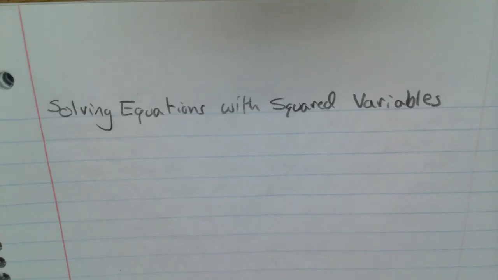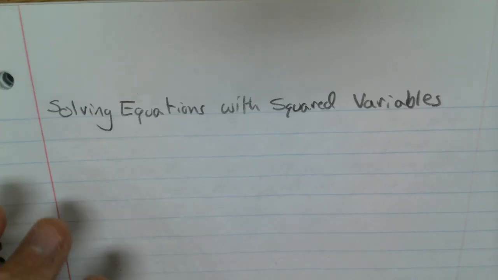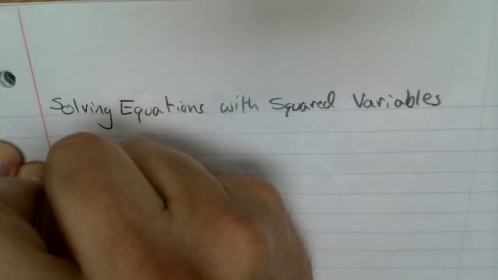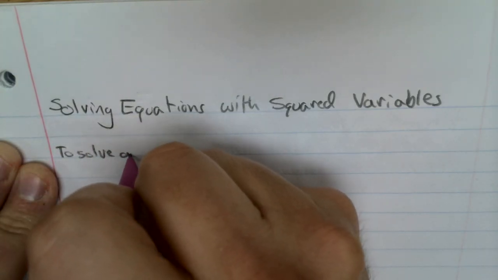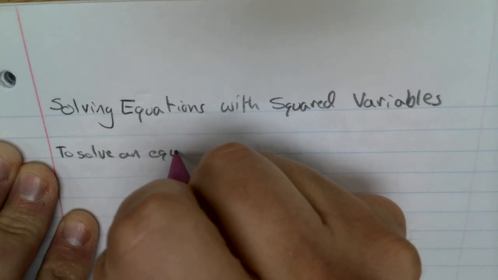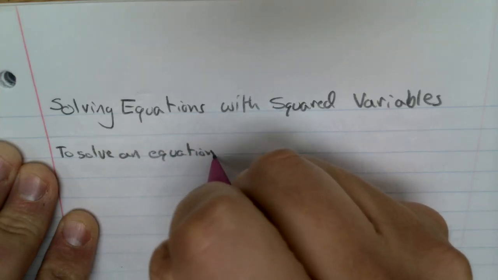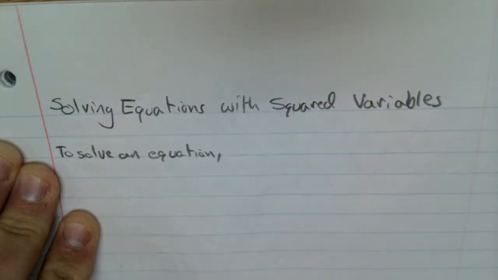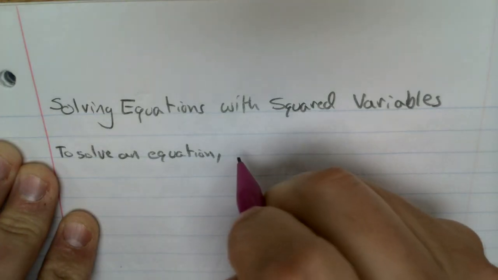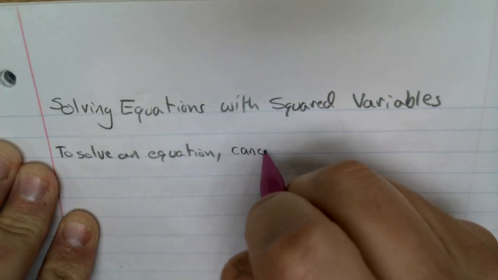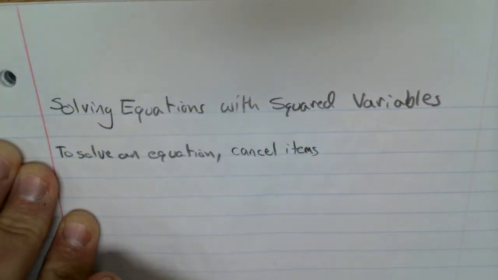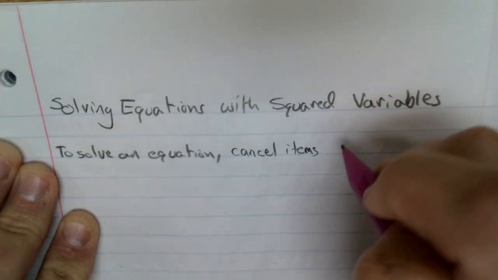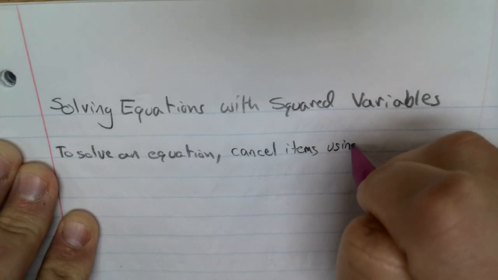So let's do a little review on just solving equations in general. To solve an equation, we're going to cancel items using inverse operations. Those items might be a term, might be a coefficient, using inverse operations.